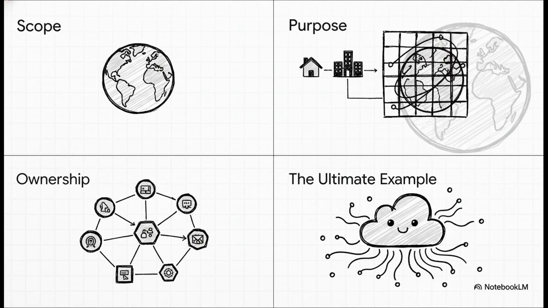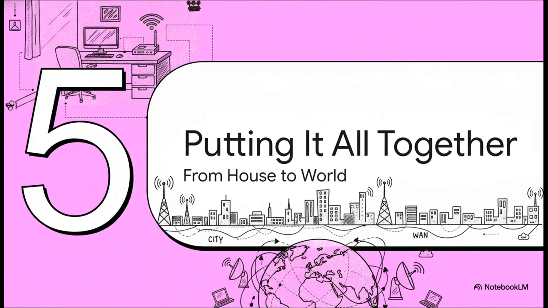And the ultimate perfect example of a WAN, well, you're using it right now. It's the internet. It's this massive, sprawling network of networks that isn't owned by any one person, but is run by countless providers all working together to shuffle data around the planet. So we've gone from your room to your city, all the way to the entire planet. Now let's just put all three of these pieces together and see how they stack up side by side.